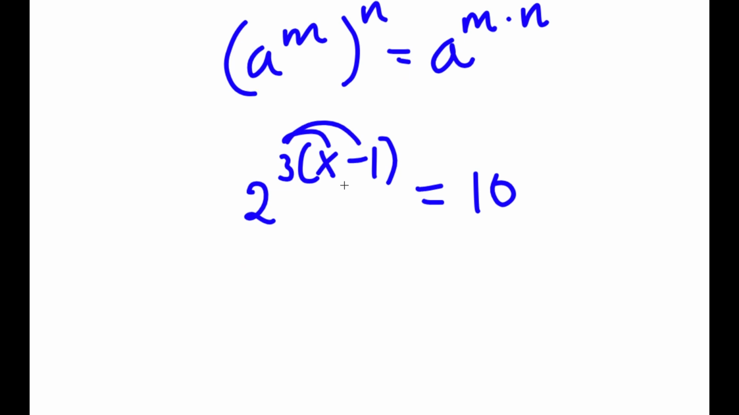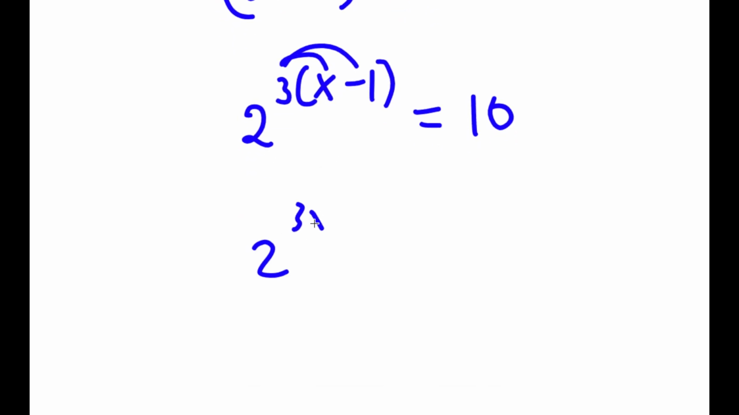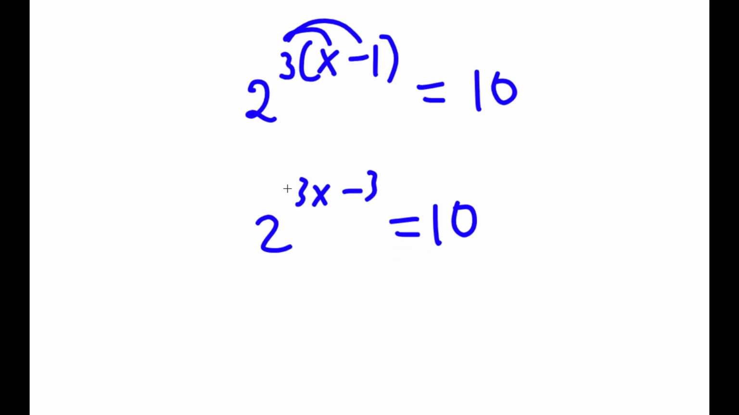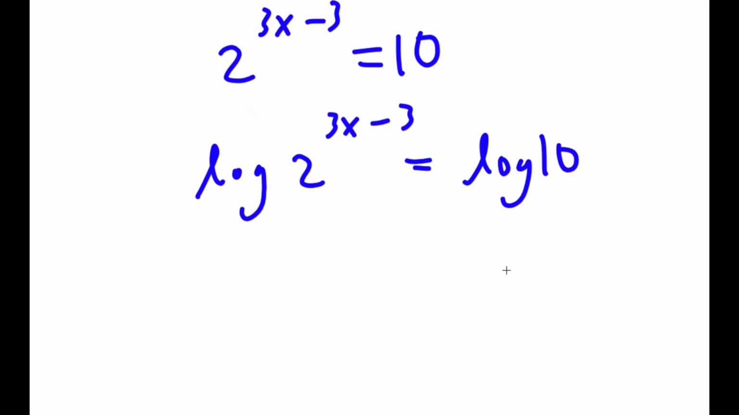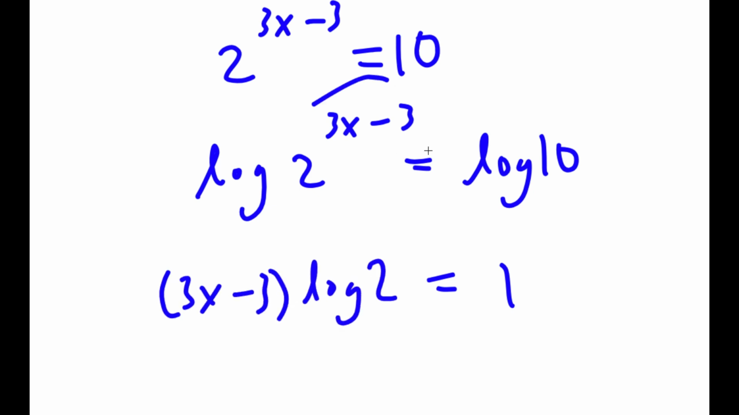And I can distribute the 3, so I get 2 to the power of 3x minus 3 is equal to 10. Now I'm going to take the log on both sides, so I get log 2 to the power of 3x minus 3 is equal to log 10, and log 10 is equal to 1. So I get 1 is equal to 3x minus 3 times log 2, because I can move this to the front.